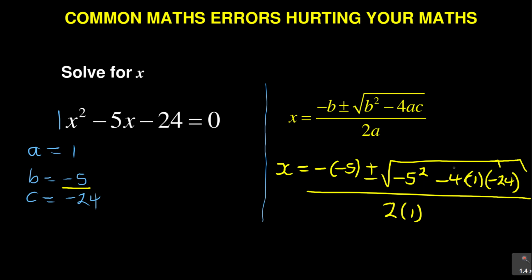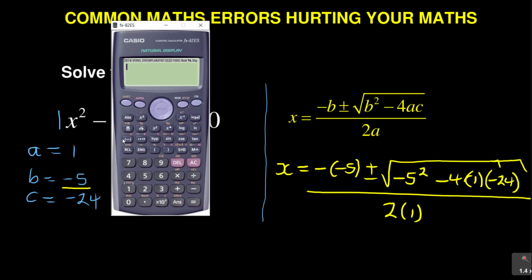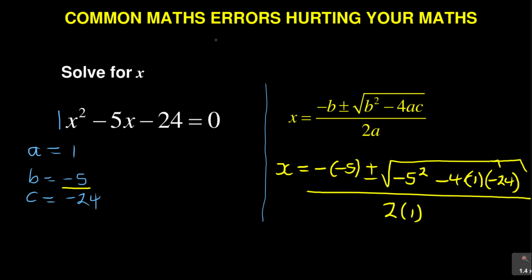I repeat again, let me remove that. If you type -5 squared into a calculator without brackets, it gives me -25. But if I type -5 in brackets, squared, it gives me instead +25. So that -25 and +25 changes everything.